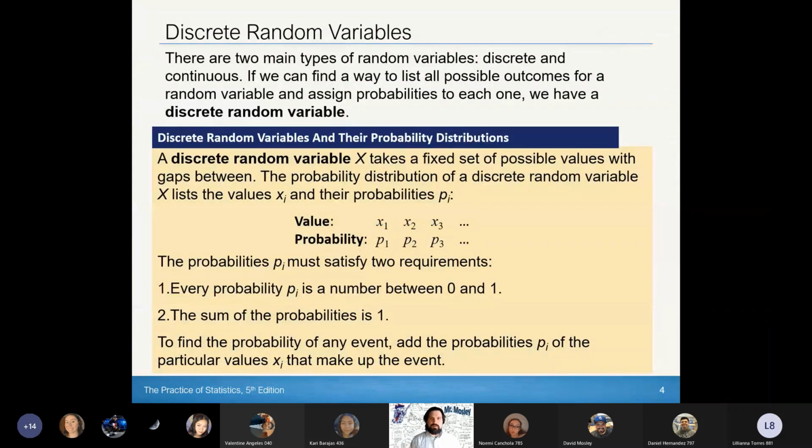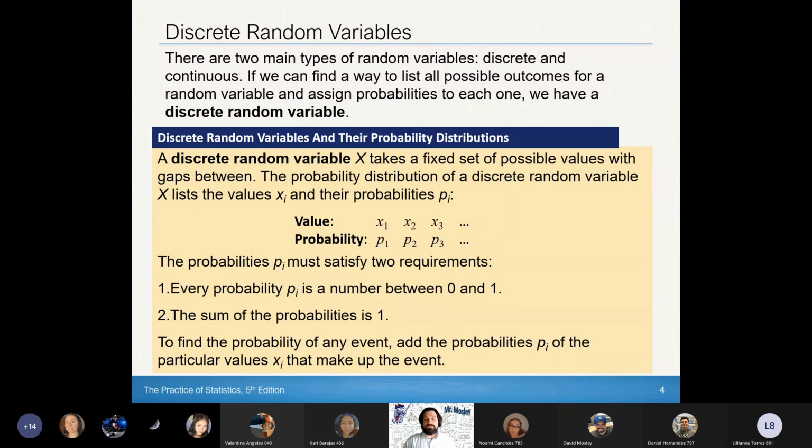Right, so first we're going to focus on discrete random variables. When we're talking about random variables, there are two main types, discrete and continuous. We'll discuss what a continuous random variable is later in the lesson. If we can find a way to list all possible outcomes for a random variable and assign probabilities to each one, we have a discrete random variable.